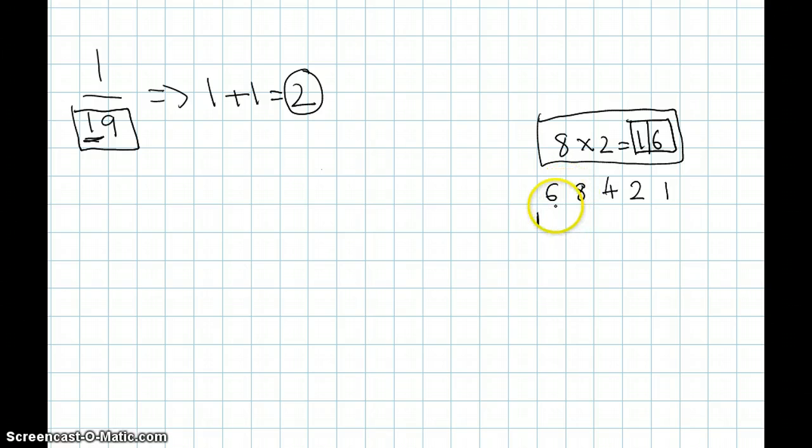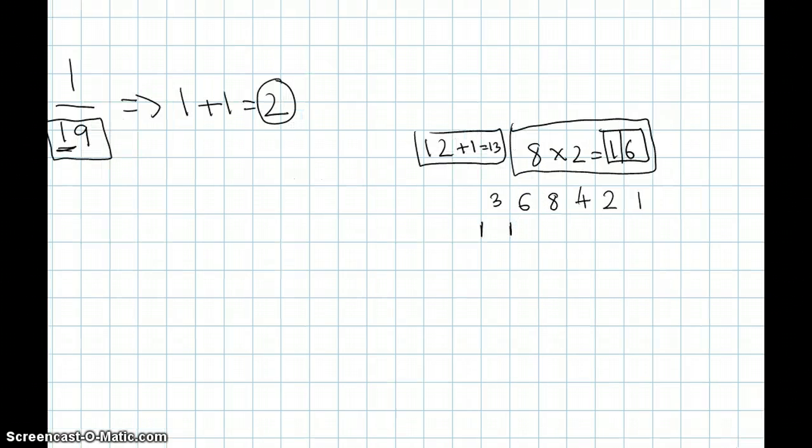So 6 times 2 is 12. And let us not forget the carryover. We have to add that. So 12 plus 1 equals 13. So this is where we get 3. And then we do the same thing which we did before. We put the carryover 1 here. So let us continue. So 3 times 2 is 6, plus the carryover, which is 7. 7 times 2, which is 14. Put the carryover here. 4 times 2, which is 8, plus 1 is 9.